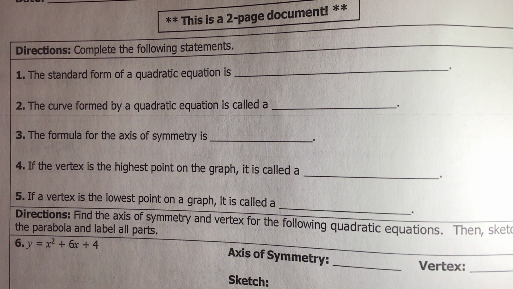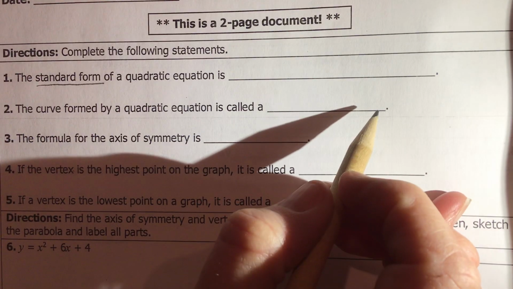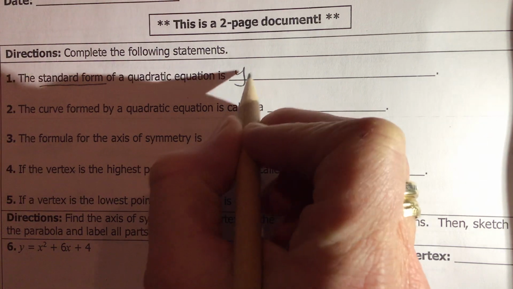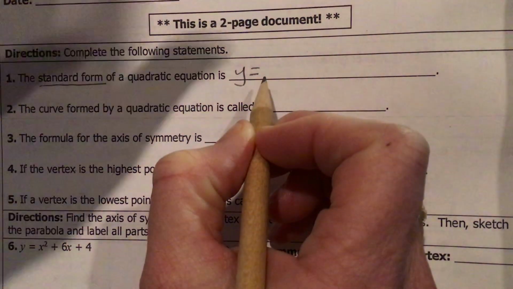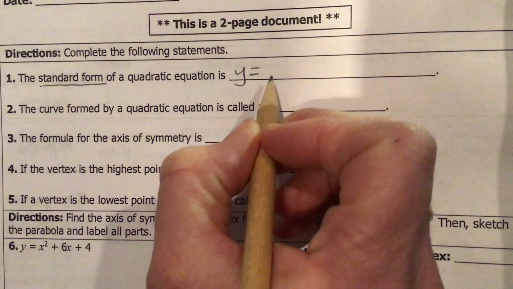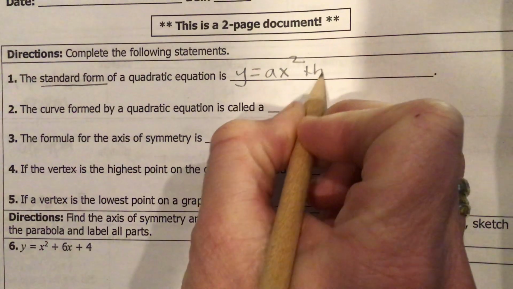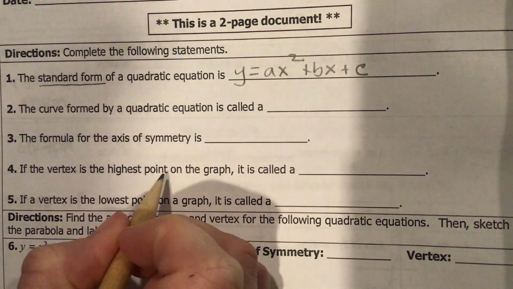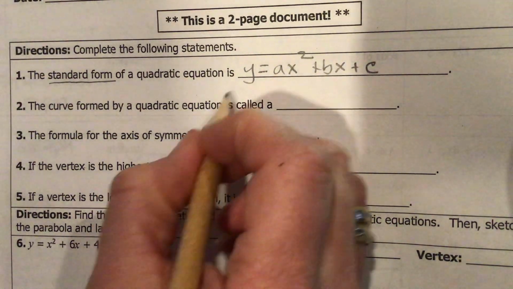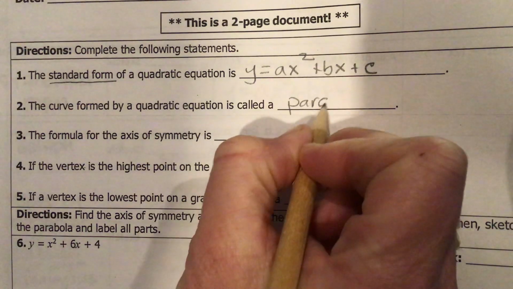The first one is, the standard form of a quadratic equation is, and hopefully you can fill in that blank, it is y equals ax squared plus bx plus c. I color-coded it on the first page. The curve formed by a quadratic equation is called a, hopefully you got it, a parabola.